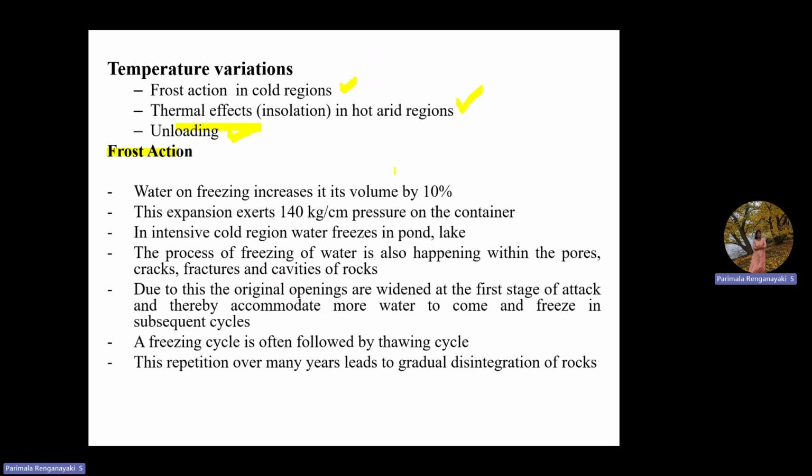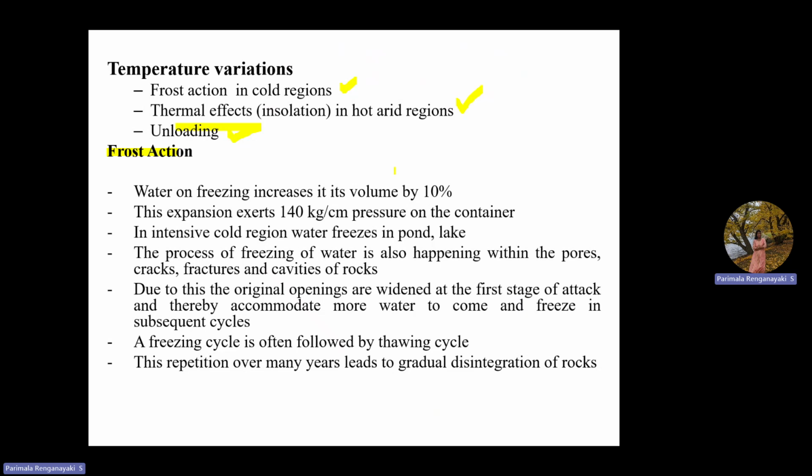In intensive cold regions, water freezes in ponds and lakes, that we know. The process of freezing of water is also happening within the pores. As how it is getting frozen in the pond and lake, the water which got into the fractures is also getting frozen. It can be pores, cracks, fractures, or cavities. Due to this, the original openings are widened at the first stage of attack and thereby accommodate more water to come and freeze in the subsequent cycle.